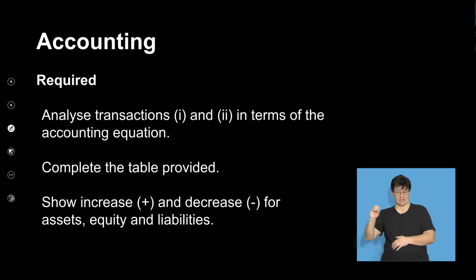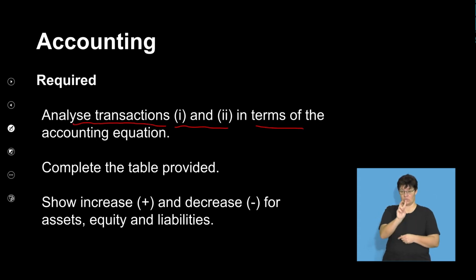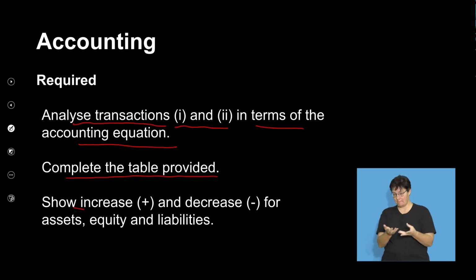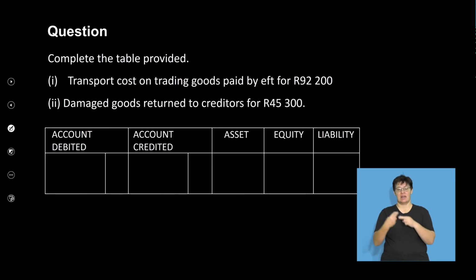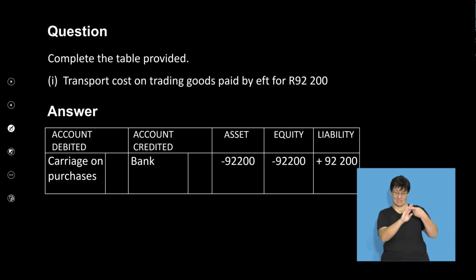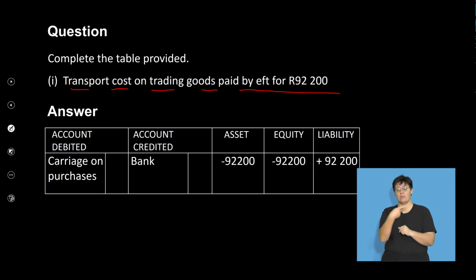Let's take the first transaction because the question says, analyze the transactions 1 and 2 in terms of the accounting equation, complete the table provided, show an increase with a plus sign and a decrease with a minus sign for assets, equities, and liabilities. All right, so here we go. This is the table that we have to complete. The table says transport costs on trading goods paid by EFT 92,200, and obviously the second one, let's take them independently. Number 1, transport cost on trading goods paid by EFT 92,200.